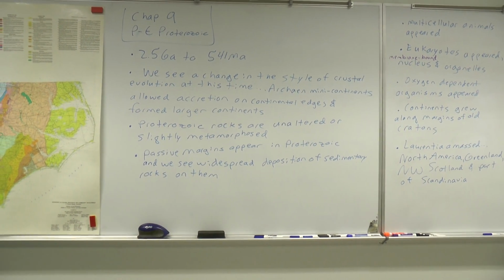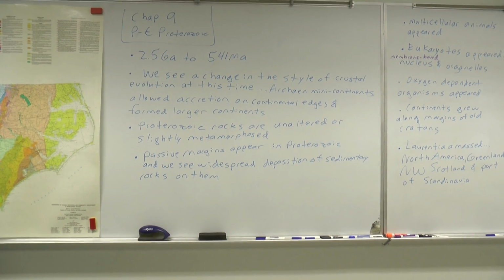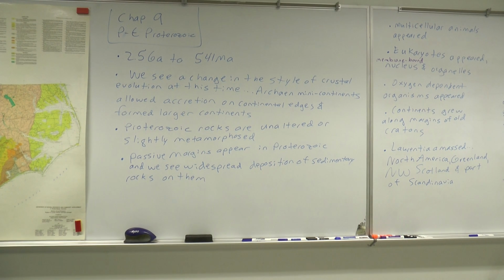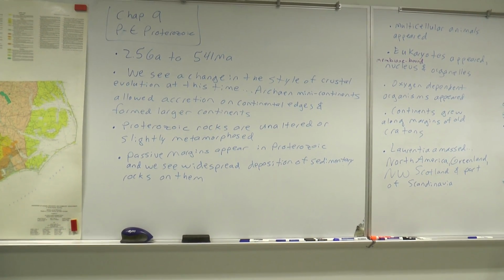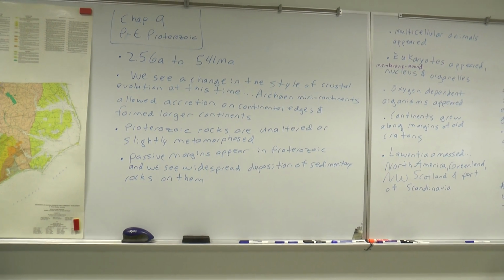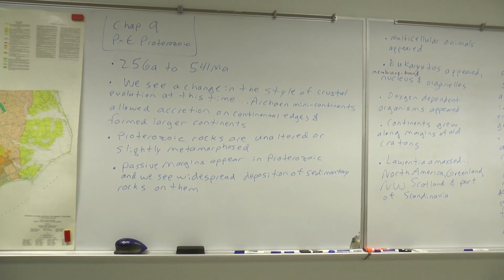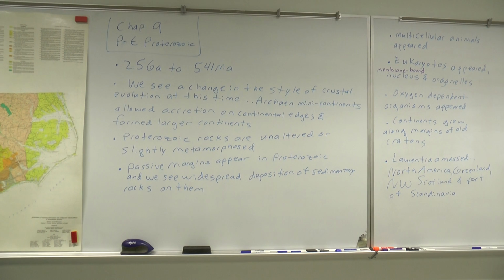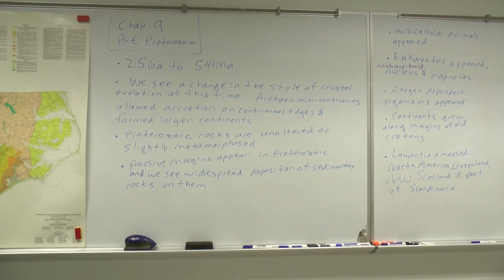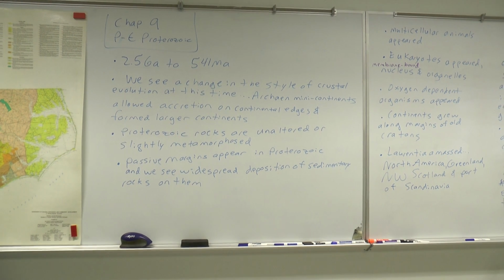So you might remember from Chapter 8 video lesson, or what we did in class, that in the Archean we don't really have any passive margins. We just have a bunch of active margins. So we start to see passive margins appear in the Proterozoic. Remember that a passive margin is a coastline that does not lie on a plate boundary. So the east coast of the U.S. is a great example of a passive margin.